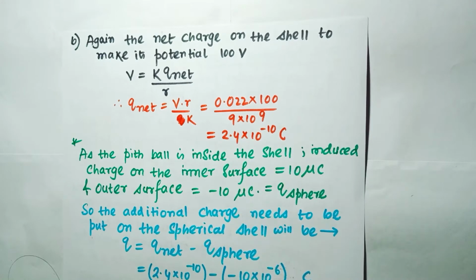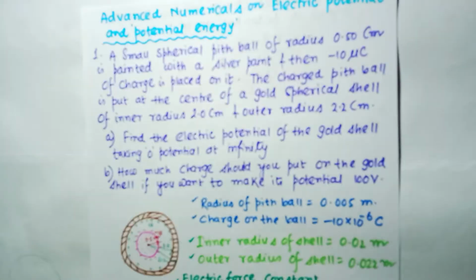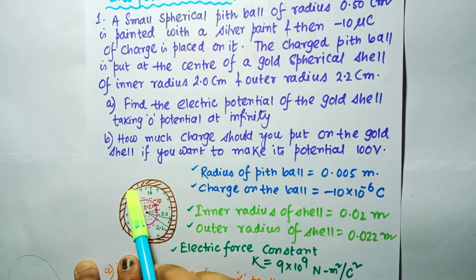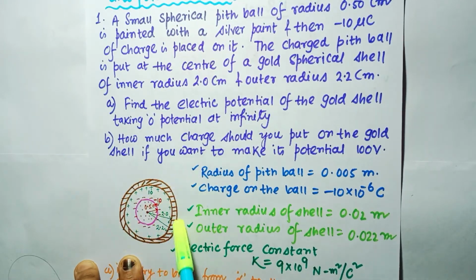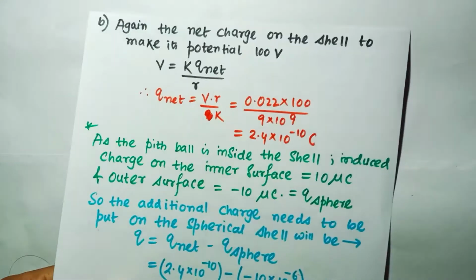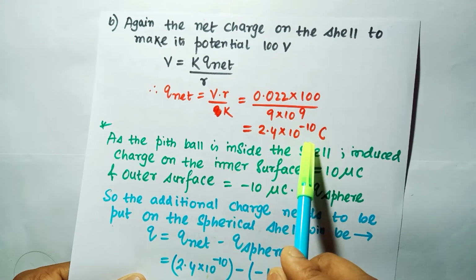Now you can see this is at the surface of the spherical shell. To get the potential at the surface of the spherical shell of 100 volt, I need the net charge of 2.4 times 10 to the minus 10 coulomb.